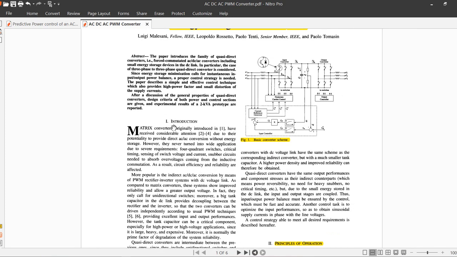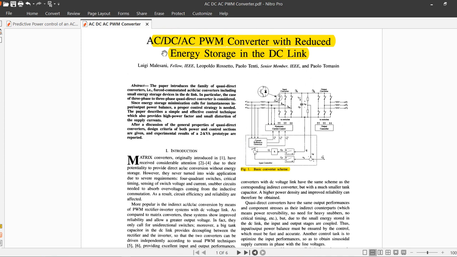This paper has four parts in total. The first one you need to see is the abstract of this paper. The paper introduces the family of quasi-direct converters, forced-commutated AC/DC/AC converters, including a small energy storage device in the DC link. In particular, the case of the three-phase to two-phase quasi-direct converter is considered. After the discussion of the general properties of the quasi-direct converter, design criteria of both the power and control sections are given, and experimental results of two prototypes are reported.